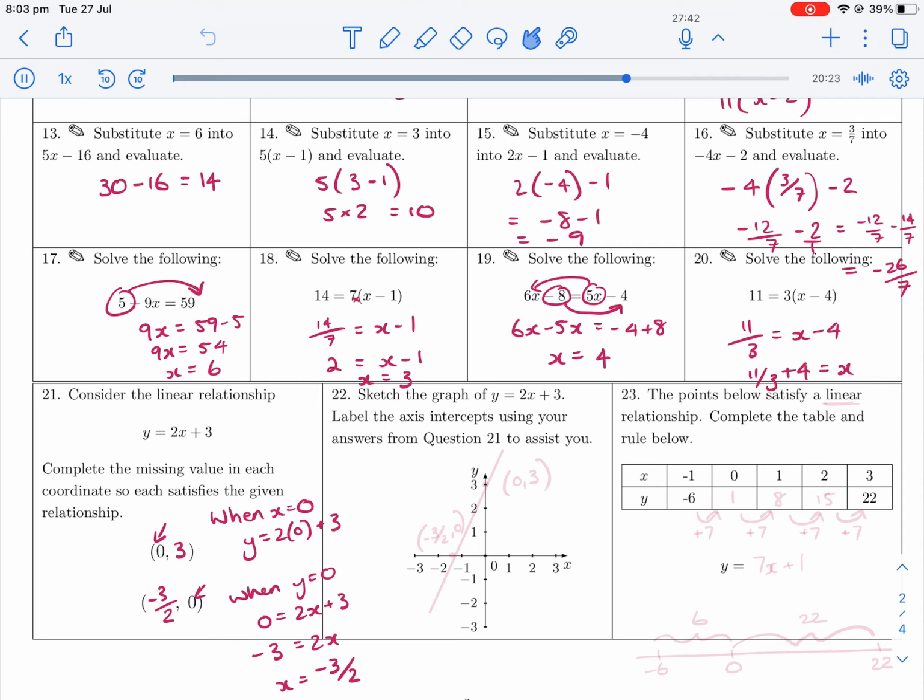All right, sketching the graph of y equals 2x plus 3. Well, we've just gone and found our intercepts, so let's graph them. 0, 3 is up here, and minus 3 on 2, that's minus 1.5. 0 is here. And it says label the axis intercepts.